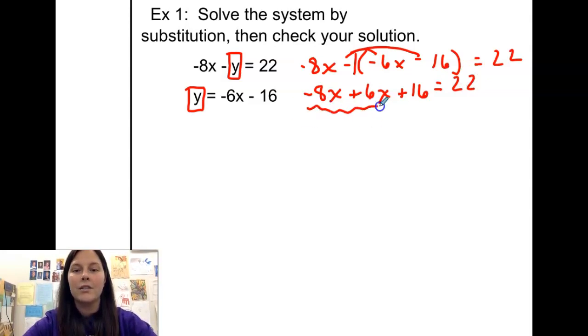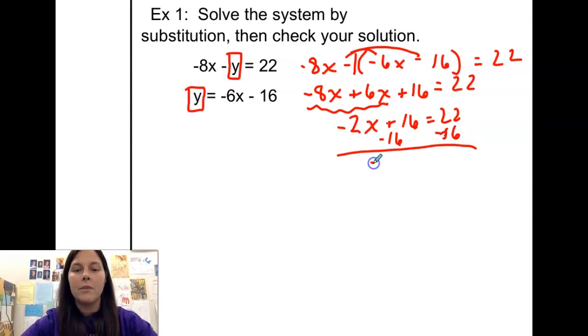Combining like terms, if I have 6 x's and I take away 8 x's, I have negative 2 x's. Two-step equation, canceling that 16 with subtraction, leaving me with a negative 2x on the left. 22 minus 16 is 6, and canceling that negative 2 with division. So x equals negative 3.